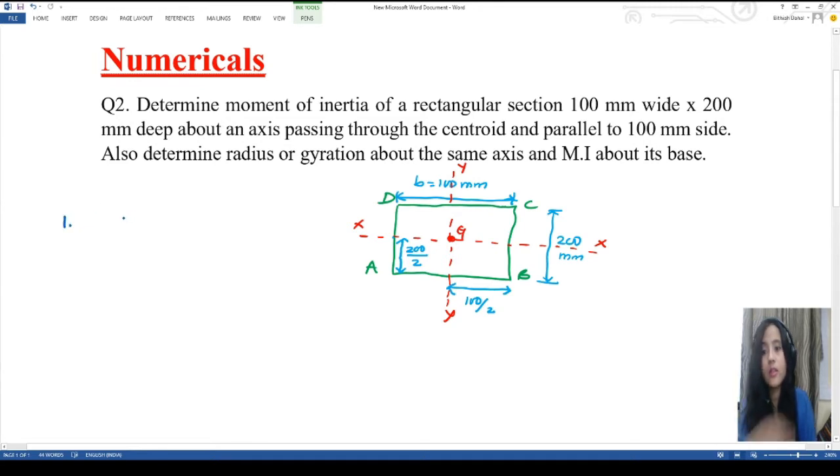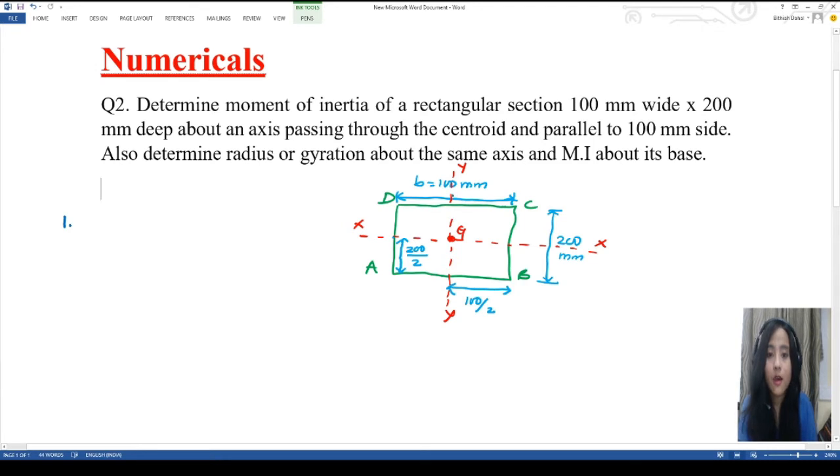Number 1, determine moment of inertia of a rectangular section passing through the centroid and parallel to 100 mm side, right? So moment of inertia passing through the centroid, this centroid here, and parallel to 100 mm side. Now we know which axis. The axis which is running parallel to 100 mm side here is x axis here, right?